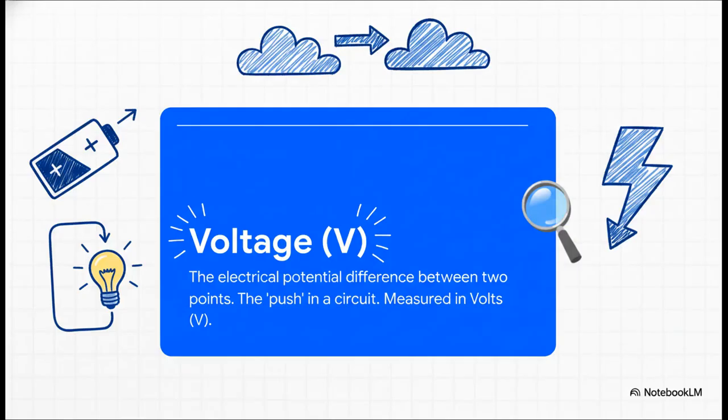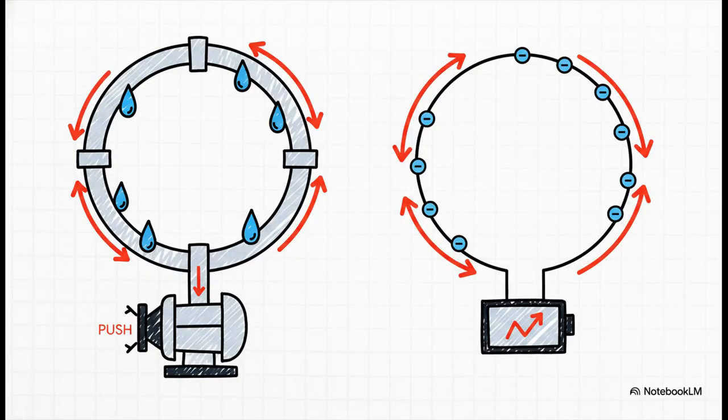First up to the plate is voltage. Now, the formal definition is the electrical potential difference between 2 points. But let's be honest, what does that actually mean for the rest of us? The absolute best way to think about it is as the push. It's the pressure in the system. Think of a water pump pushing water through a pipe. That's what voltage does, but with electrons in a circuit. So more voltage just means more push.